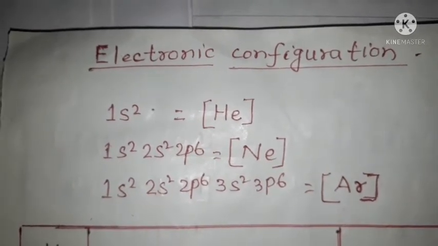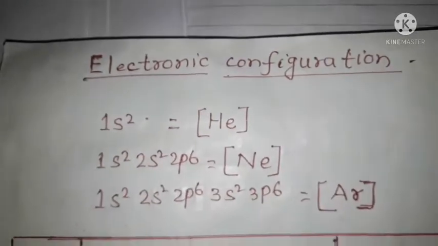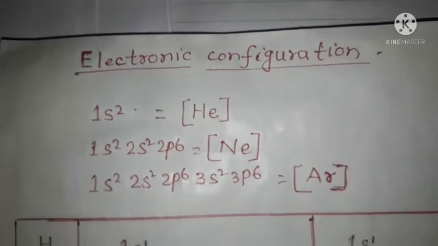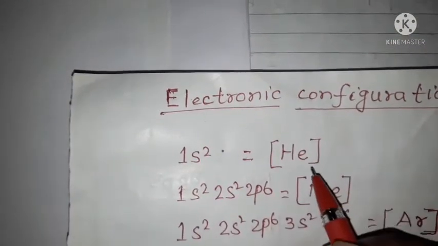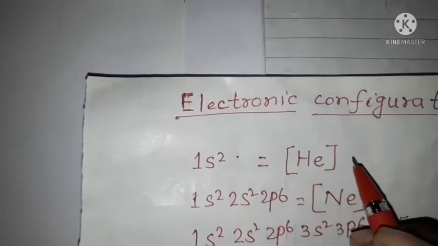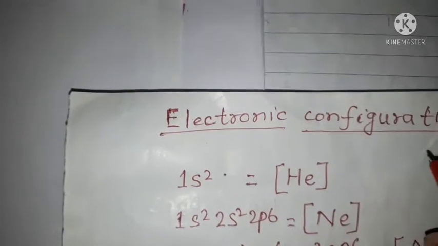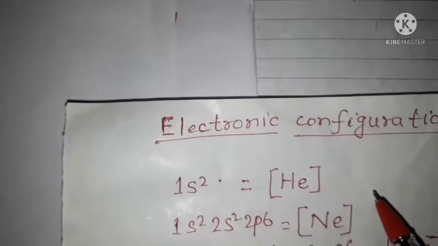Today I am going to discuss the topic electronic configuration. Now it is a very short form to write electronic configuration. Now you see 1s2 is equal to He. He, we know, is a noble gas.